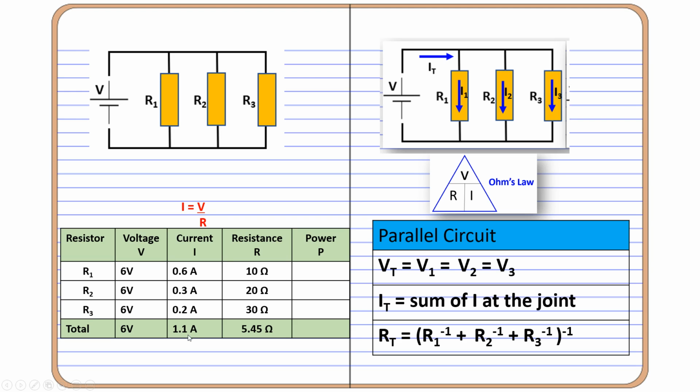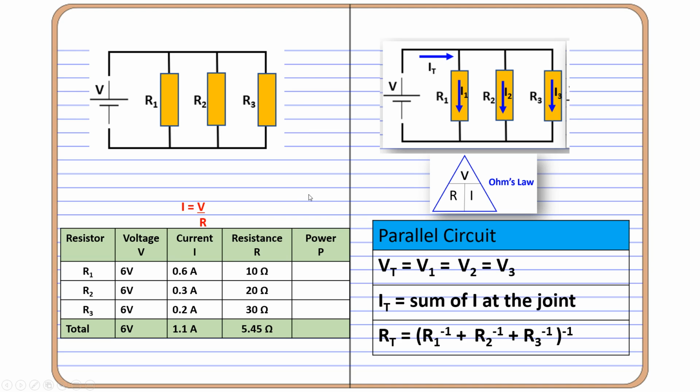To determine the total current, you can also use the value of the total voltage over the total resistance and calculate the value of total current, 1.1. And you can notice that 1.1 is equal to the sum of the partial currents on each branch. We call it a branch because it is an individual section of your circuit.